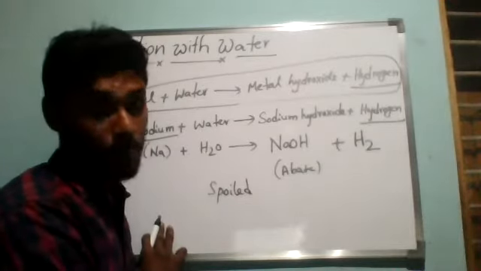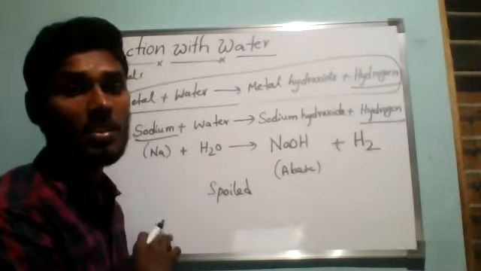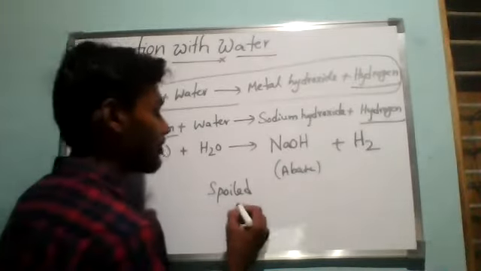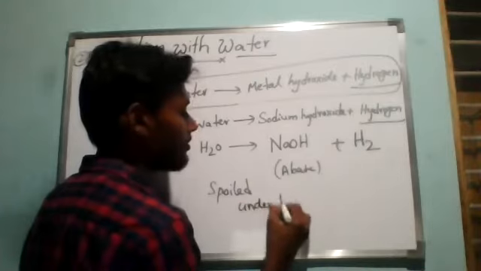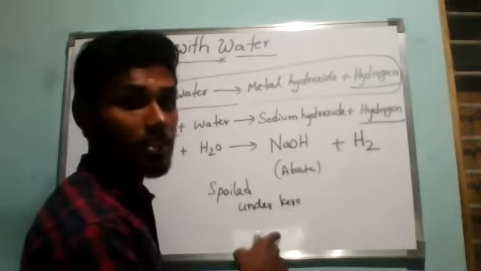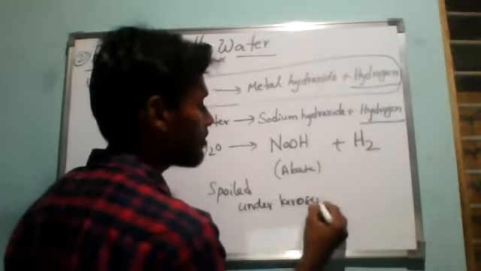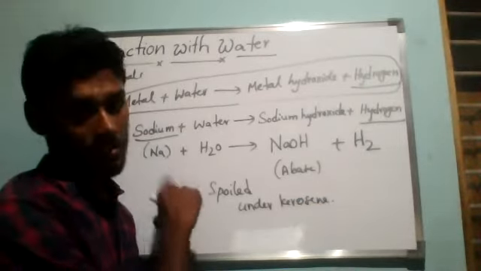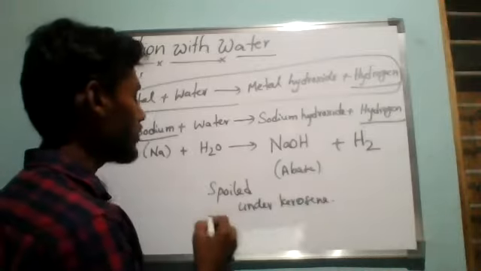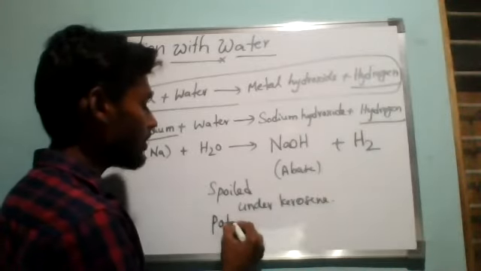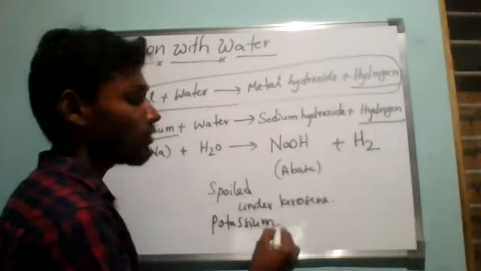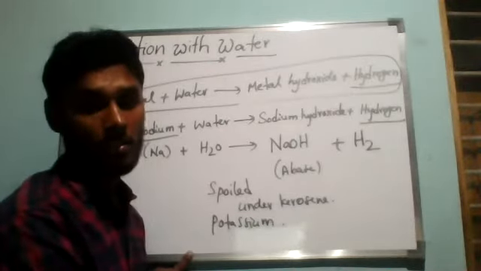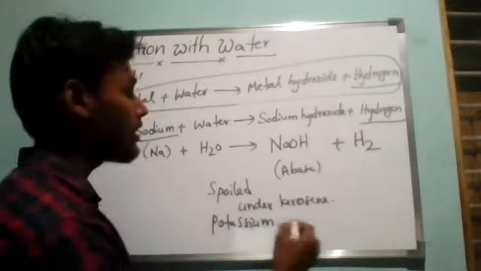To prevent its reaction with the moisture and other gases of air, sodium metal is always stored under kerosene. Inside the kerosene only we store it, so with the kerosene there is no reaction. Like sodium, if you take potassium, potassium is also a very reactive metal, with almost equal reactivity to sodium. So potassium metal is also stored under kerosene.